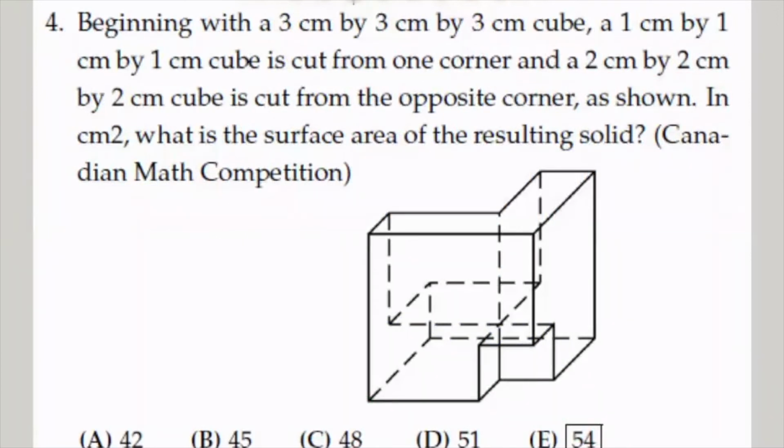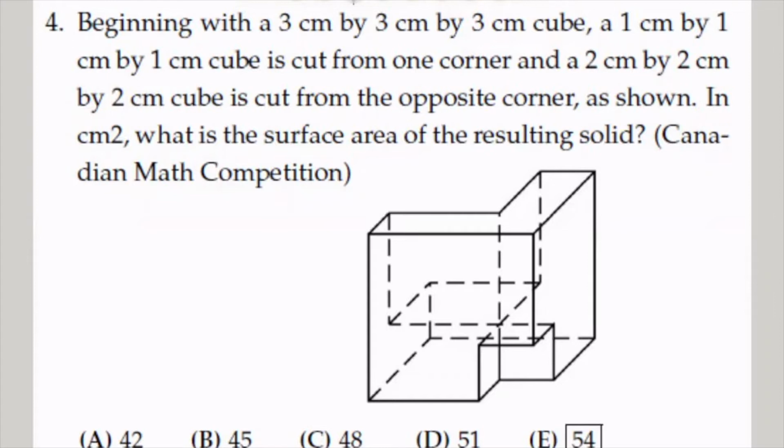Problem 4. We started with a 3 cm by 3 cm by 3 cm cube. And then we cut 2 corners. And we want to know what is the surface area of the new solid.